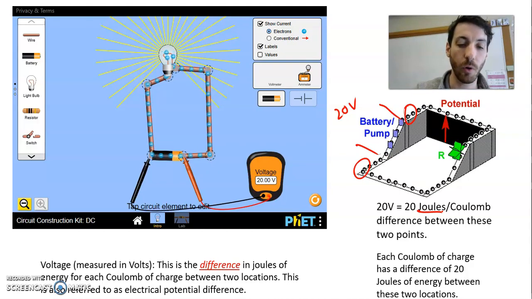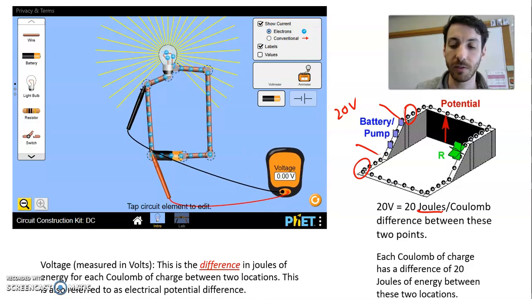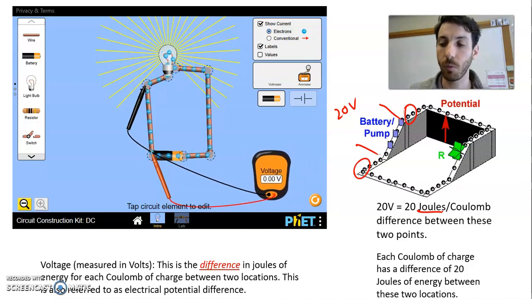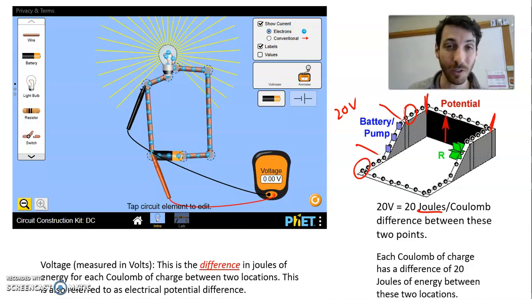Now as we go along the wire, you'll notice that this is going to read 0. So why does this read 0? Well, remember, a voltmeter tells you the difference in electrical potential between 2 points. So the difference between these 2 points, using our water pump analogy, is at the same height. There's no difference in gravitational potential energy. There's no difference in electrical potential energy between these 2 points.